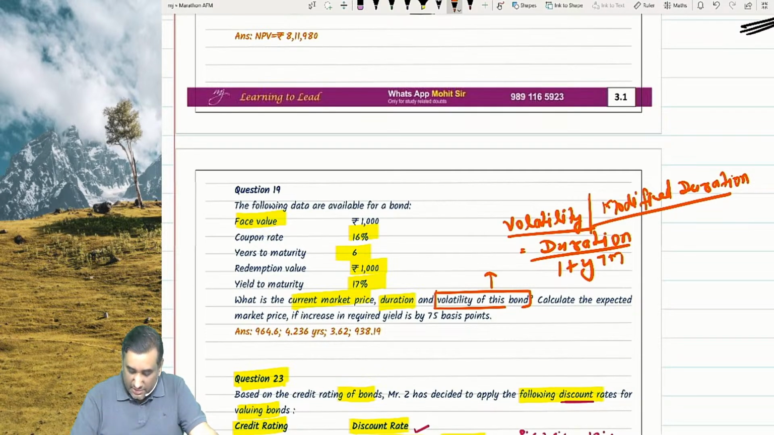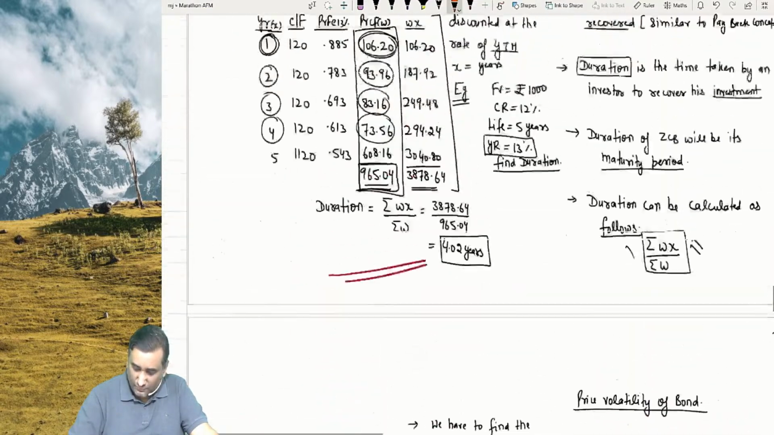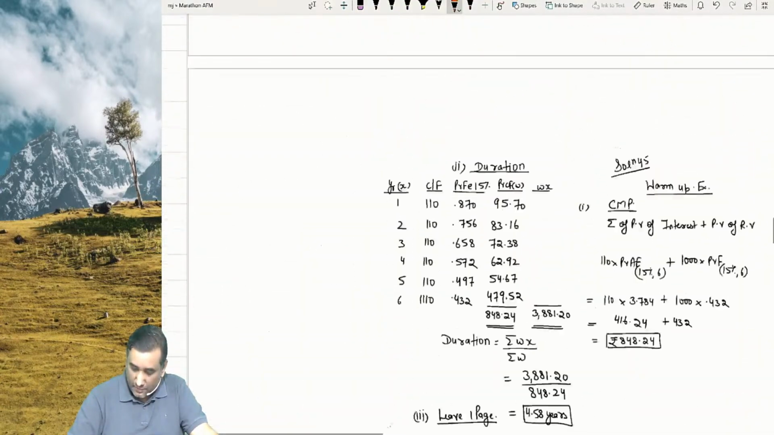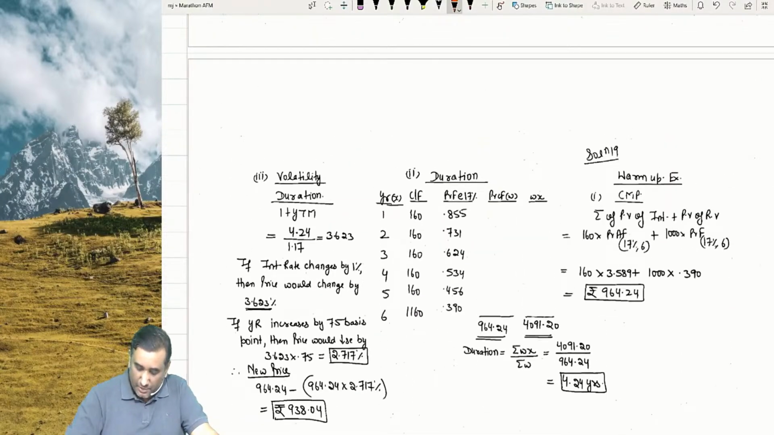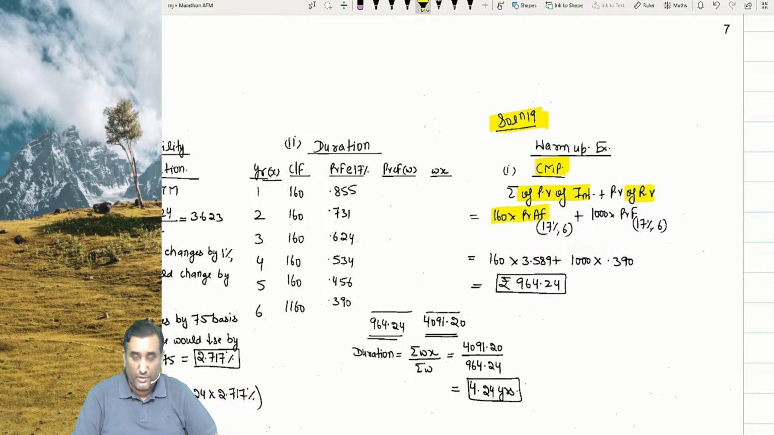Now let me look at the answer. He says to calculate first the current market price, then duration and volatility. Yes, look at the first part of question 19. The current market price is nothing but the summation of the present value of interest plus the present value of the redemption value. Present value of interest is 160 into the annuity factor, plus 1000 into the present value factor. We get 964.24, which is our intrinsic value.